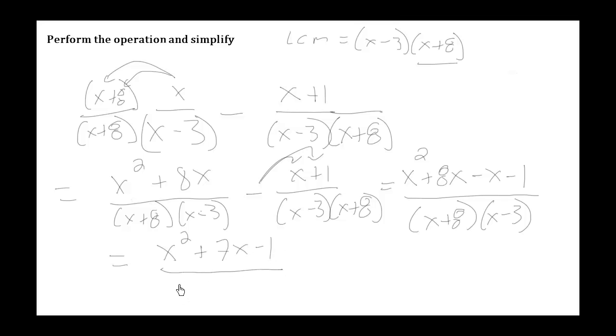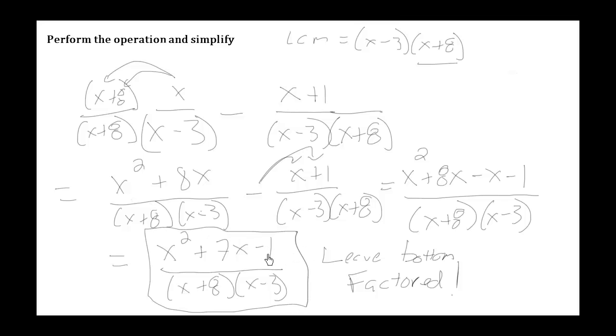And the bottom, we're going to leave the bottoms here factored, because at the end, maybe the top will factor, and then we can cancel something on the bottom. That would be the simplified part. So leave the bottoms factored. Just make the problem easier. And we got it.